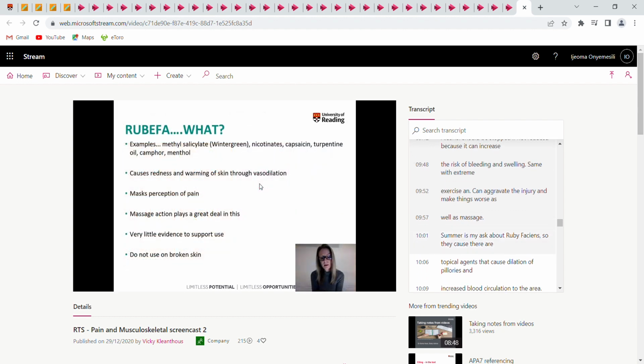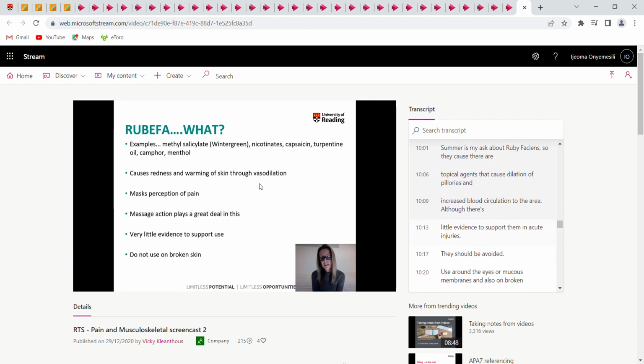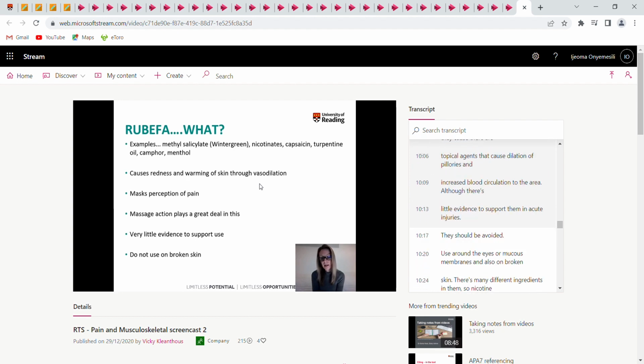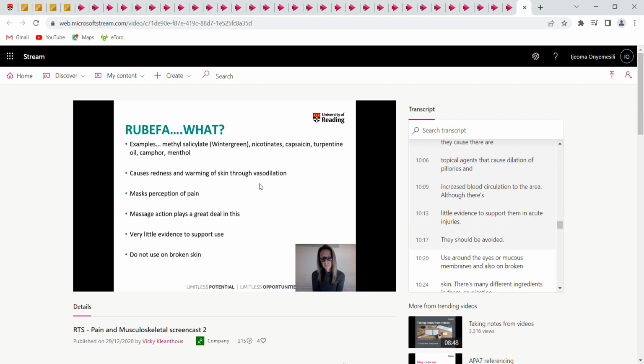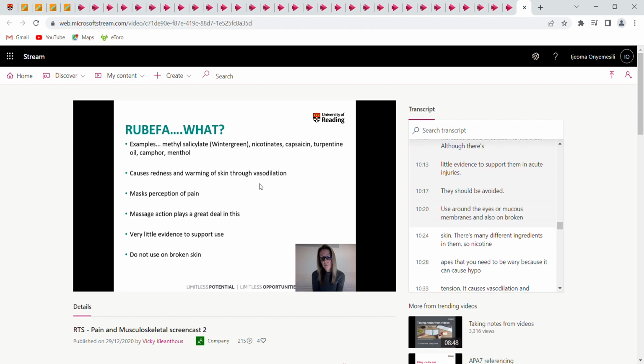Some customers might ask about rubefacients. So these are topical agents that cause dilation of capillaries and increase blood circulation to the area, although there's little evidence to support them in acute injuries. They should be avoided around the eyes, on mucous membranes, and also on broken skin. There are many different ingredients in them.